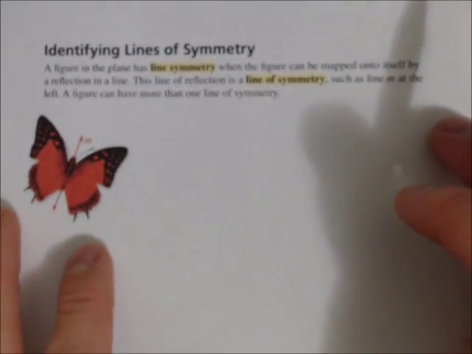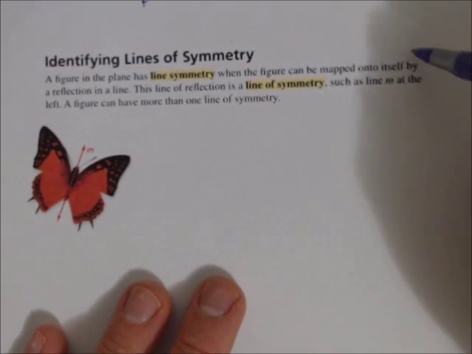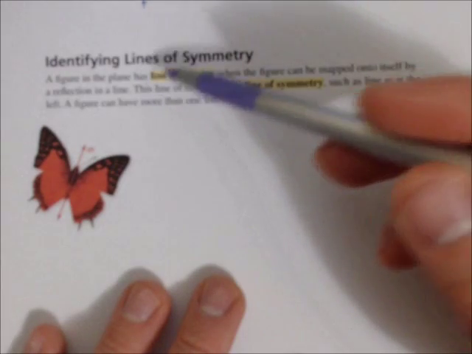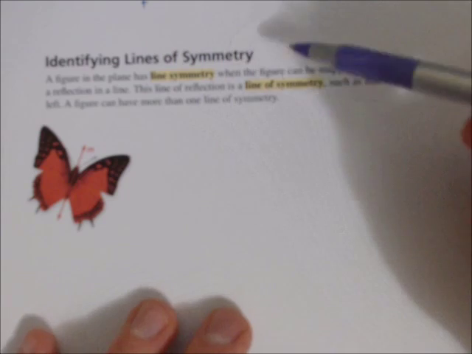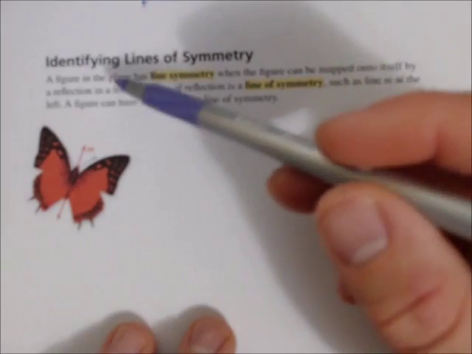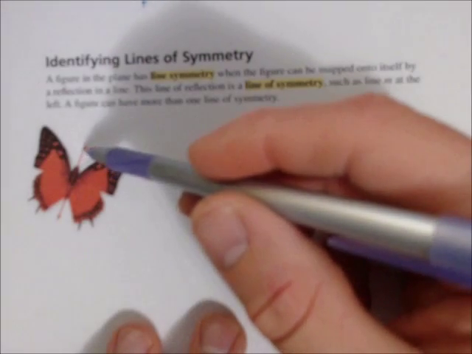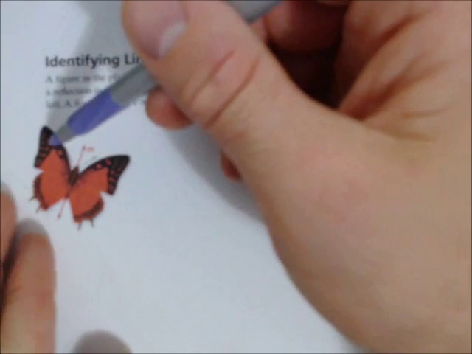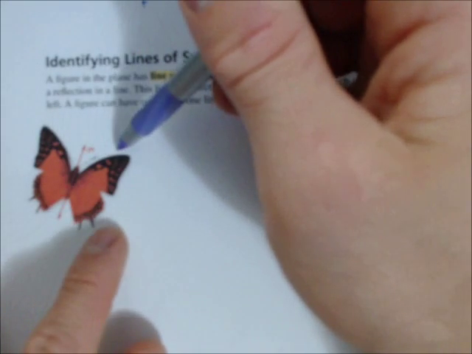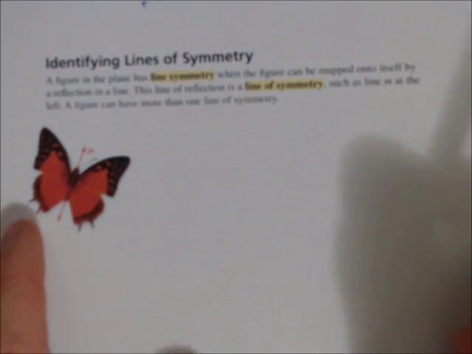Finally we get to identifying lines of symmetry. A figure in the plane has line symmetry when the figure can be mapped onto itself by a reflection in the line. This line of reflection is the line of symmetry, such as line M at the left. A figure can have more than one line of symmetry. If we take a look at this butterfly, we could reflect the left side of that butterfly onto the right side, and it would look exactly the same. That's what we're talking about when we're talking about lines of symmetry.